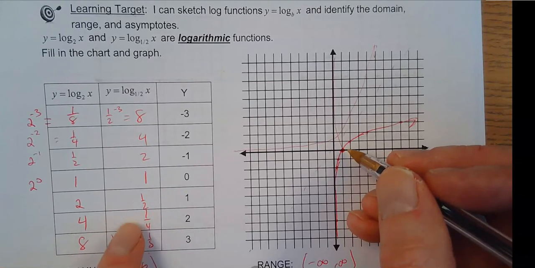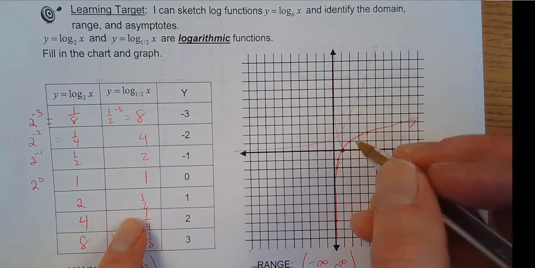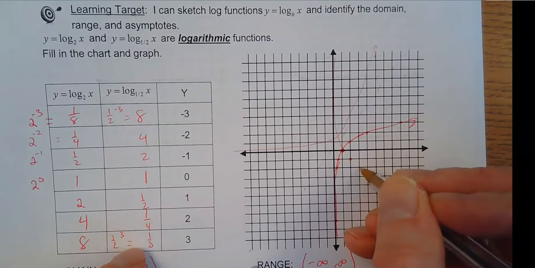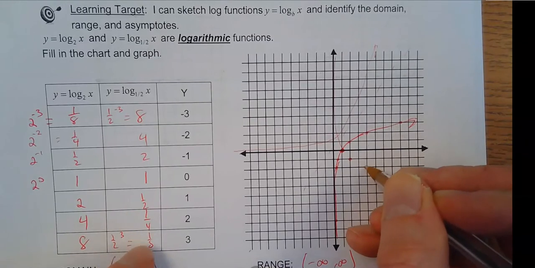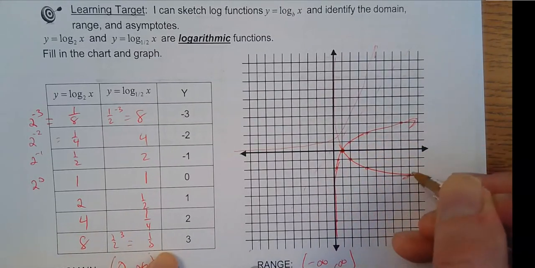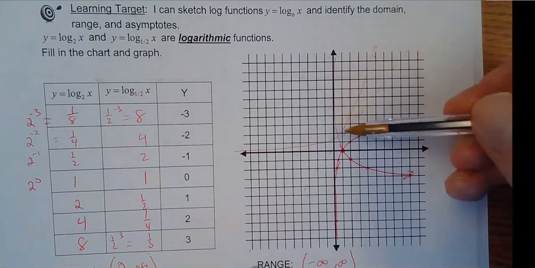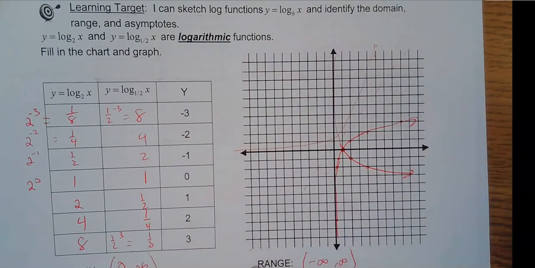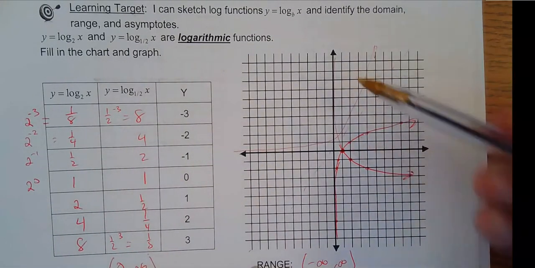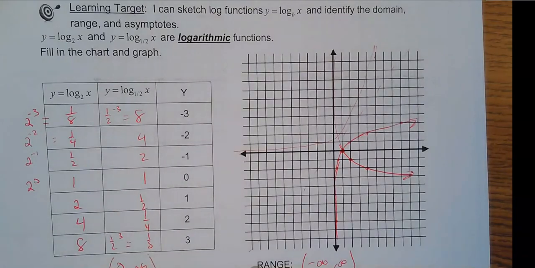Because I plugged in, it's going to shoot off this way. But its domain is still all the x's greater than 0, and the range is still going up and down forever. So all that 1/2 really did was make it go this way, kind of like growth versus decay. This is the decay version of a logarithm instead of the growth version of a logarithm. It really doesn't matter either way.